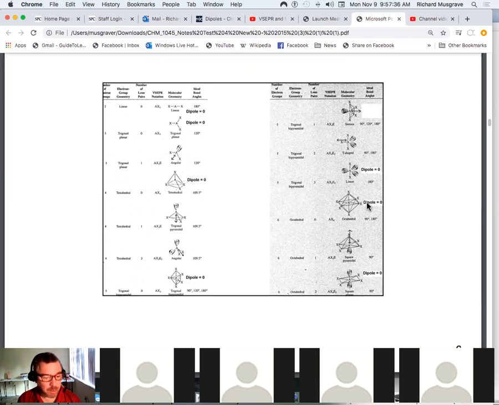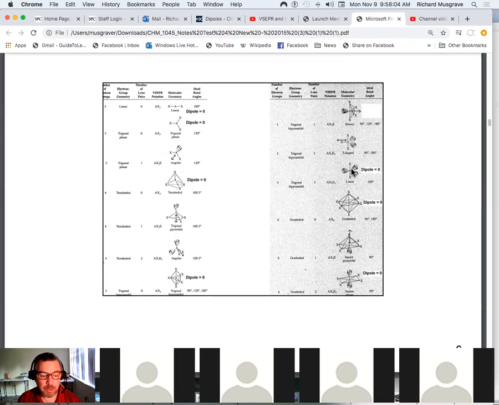Now, the reverse isn't completely true because there are instances when you can have electron pairs and the dipole is zero, but there's no instances when you have no electron pairs and a nonzero dipole. Let's see, here's an example. This one here, trigonal bipyramidal, but we have three non-bonding electron pairs. In that case, the dipole is zero.